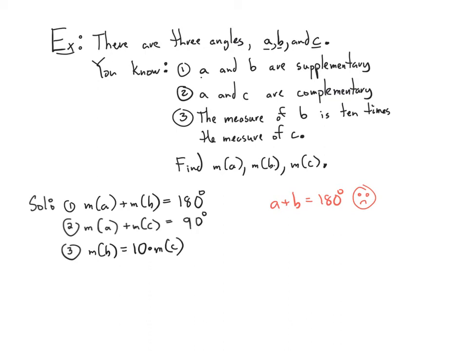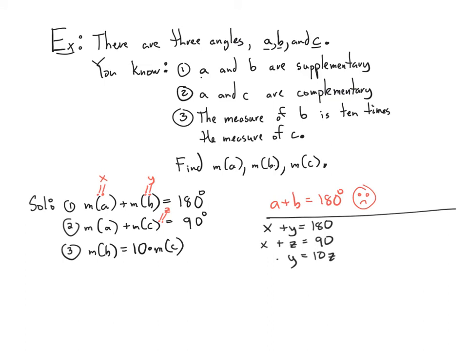So let's look at what we can do here. I'm going to rewrite this just with some variables to make it look a little bit easier. I'm going to call the measure of angle A x, the measure of angle B y, and the measure of angle C z. So the equations in their more familiar form would look something like x plus y equals 180, x plus z equals 90, and y equals 10 times z.